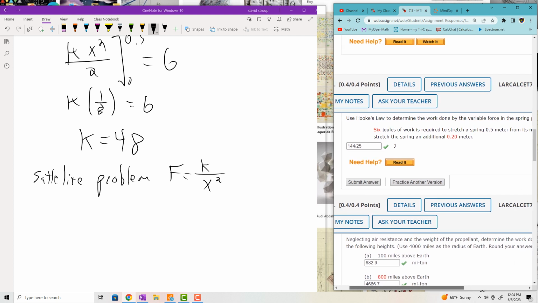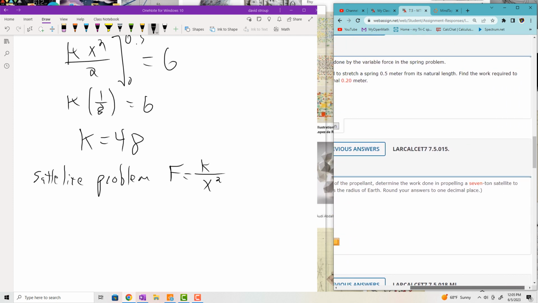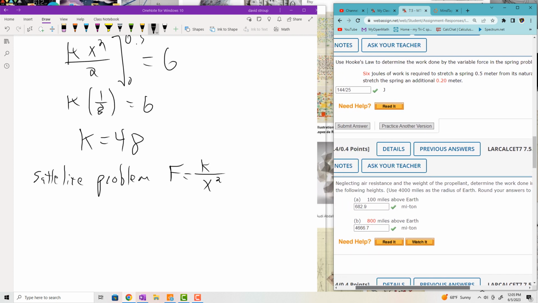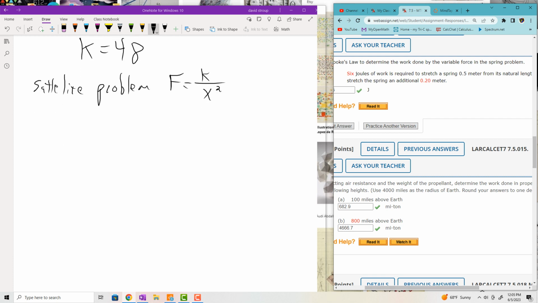Here we have problem 5. Neglecting air resistance, the weight of propellant, and so on, determine the amount of work to propel a 7-ton satellite to the following heights. First 100 miles above the Earth, and then secondly 800 miles above the Earth. You have to be aware that when the satellite is on the surface of the planet, it's not exactly at height 0. You're going to presume that when the satellite is on the planet, it's already positioned 4,000 miles above position 0.